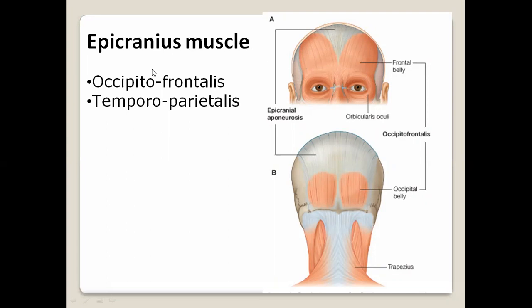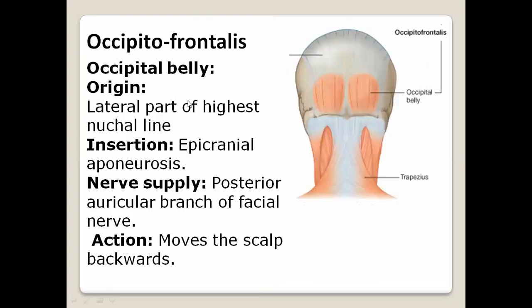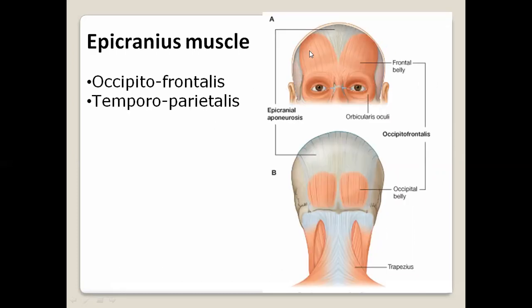Next, we'll see the content of the epicranial aponeurosis. It consists of two muscles, called the epicranius muscle. One is the occipitofrontalis, and another one is the temporoparietalis. This occipitofrontalis, I said, consists of two bellies. You can see the frontal belly in the forehead and the occipital belly in the norma occipitalis.